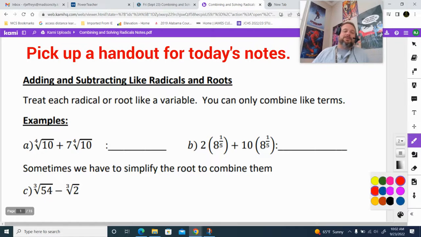Today we're going over adding and subtracting like rationals and roots. We're also going over solving radical equations. I tweaked it from last year, that's why there's a new video.